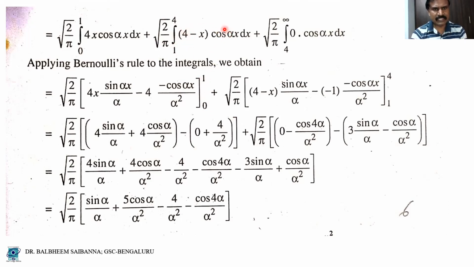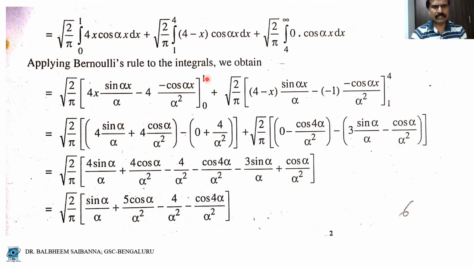Again do the same thing for this integral. 4 minus x is the first function, cos alpha x is the second function. 4 minus x as it is, integration of cos alpha x is sin alpha x by alpha, minus the differentiation of 4 minus x, which is 0 for 4 and minus 1 for minus x, times again the integration, minus cos alpha x by alpha square. The limit of the integral is 1 to 4. Just substitute: in the first integral the upper limit is 1 and the lower limit 0, here the upper limit is 4 and the lower limit 1.